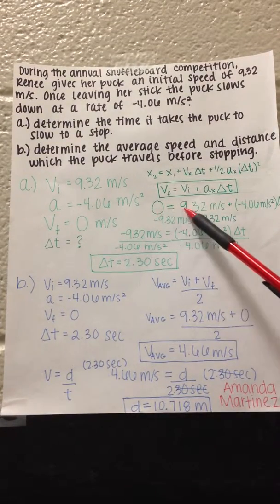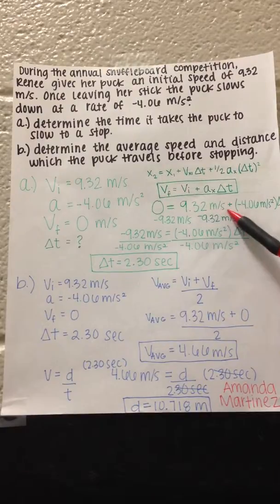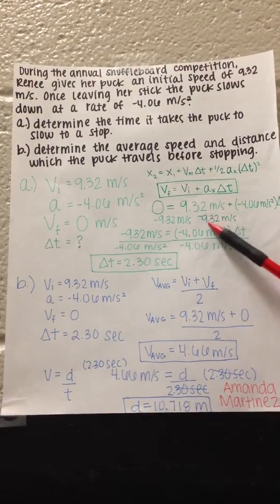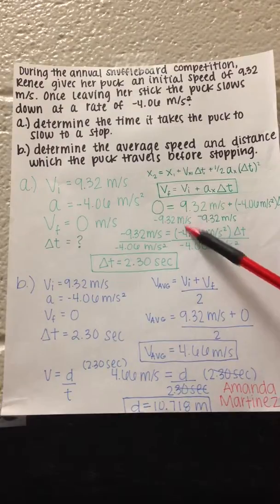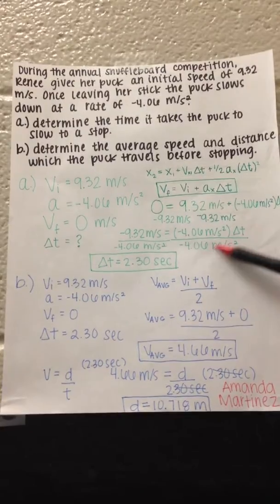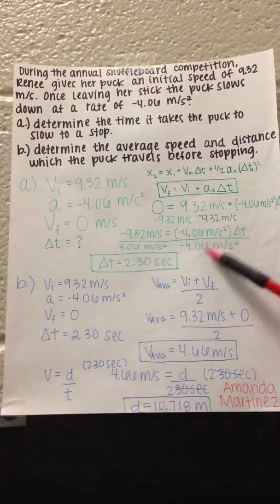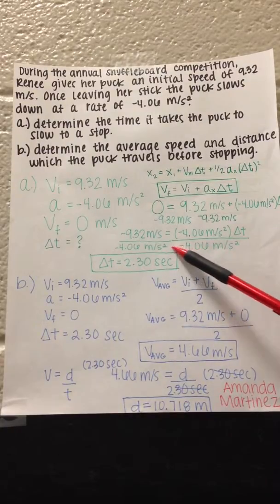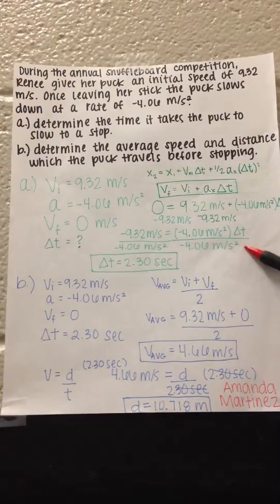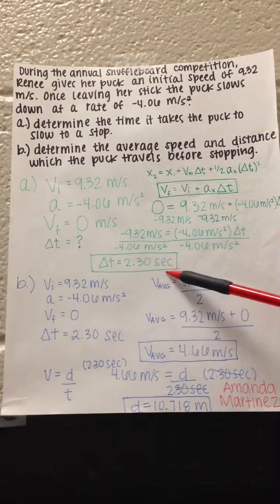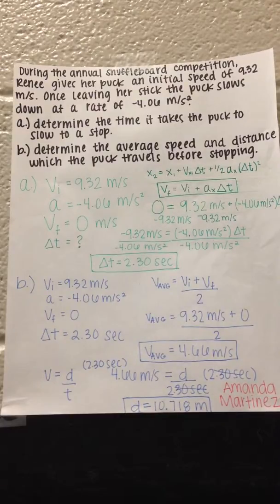So after I plugged in all my variables, I got 0 equals 9.32 meters per second plus negative 4.06 meters per second squared times delta t. And I solved for delta t by subtracting 9.32 meters per second on each side, and then I divided negative 9.32 meters per second by negative 4.06 meters per second squared, which gives you delta t equals 2.30 seconds.